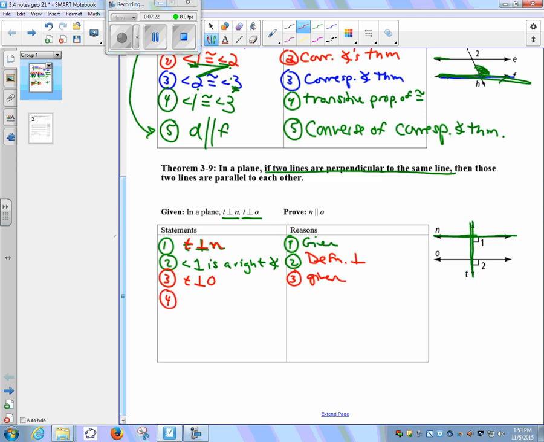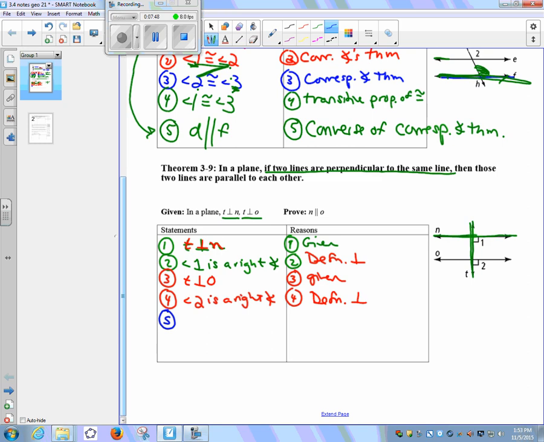Well, based on that given, I could say angle 2 is a right angle. Again, definition of perpendicular. I hope you're thinking this through with me, not just copying down what I'm saying, but think it through with me. Okay, so they're both right angles.